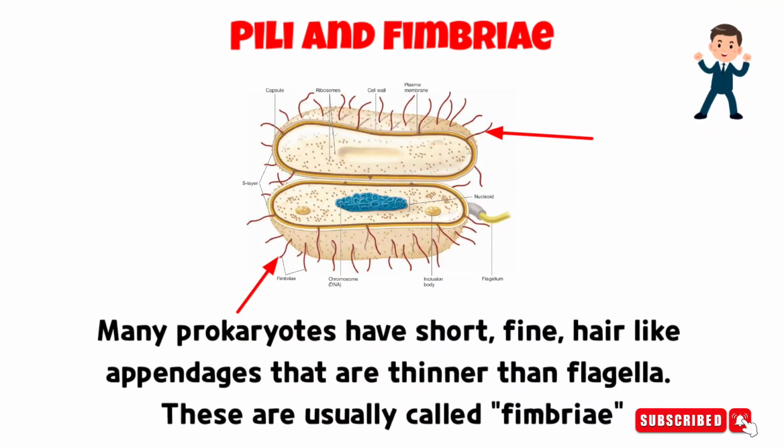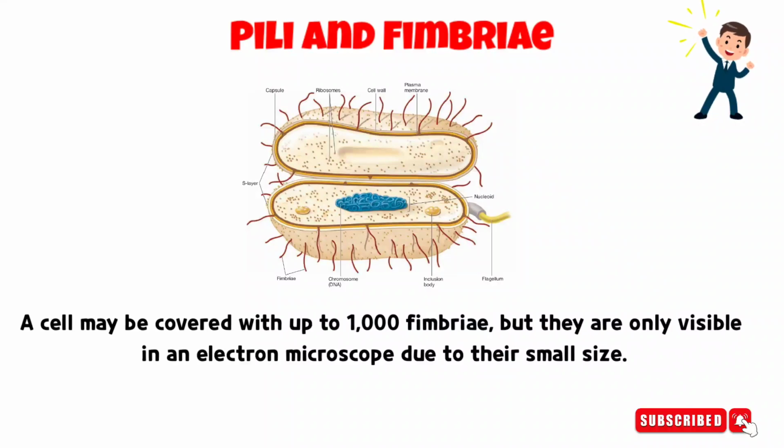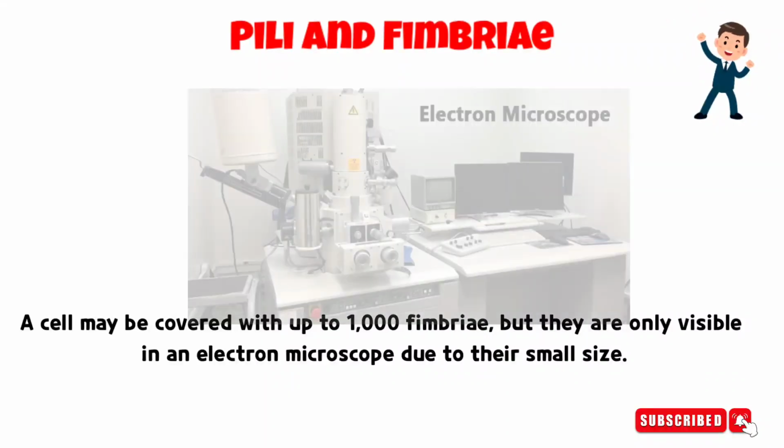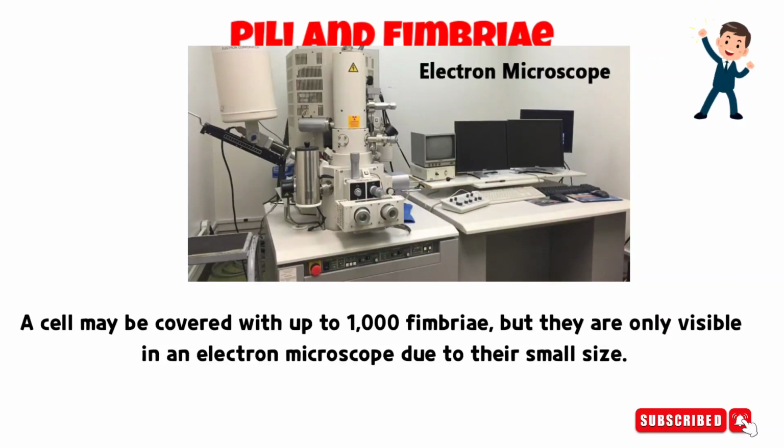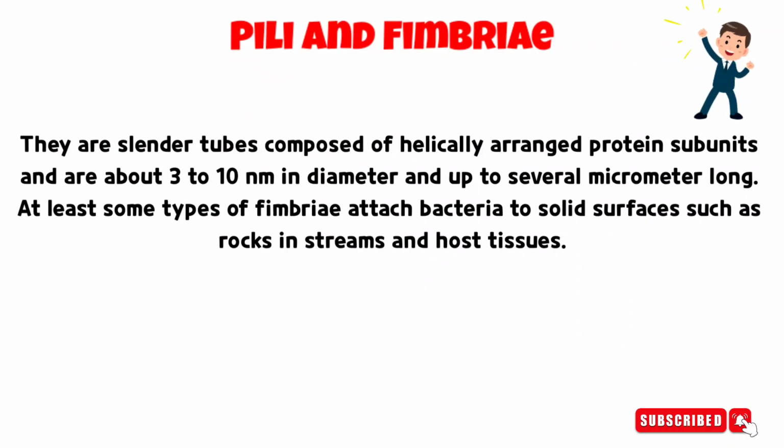Coming to the Pili and Fimbriae, many prokaryotes have short, fine hair-like appendages that are thinner than flagella. These are usually called fimbriae. A cell may be covered with up to 1000 fimbriae, but they are only visible in an electron microscope due to their small size. They are slender tubes composed of helically arranged protein subunits and are about 3 to 10 nanometers in diameter and up to several micrometers long.